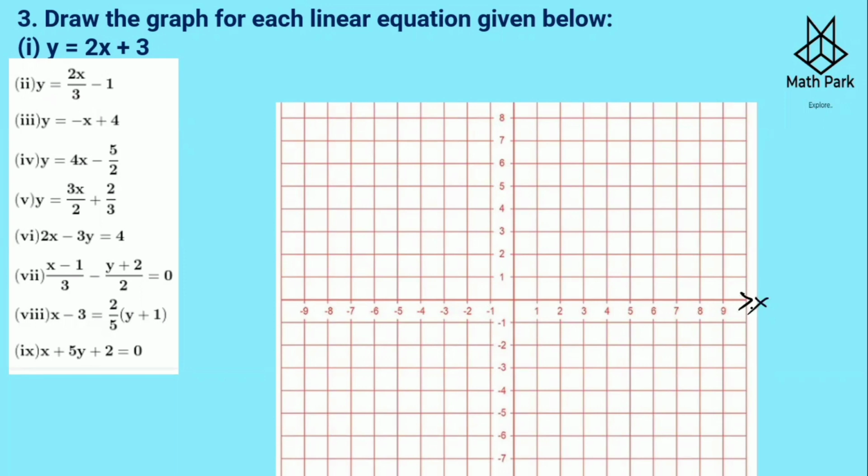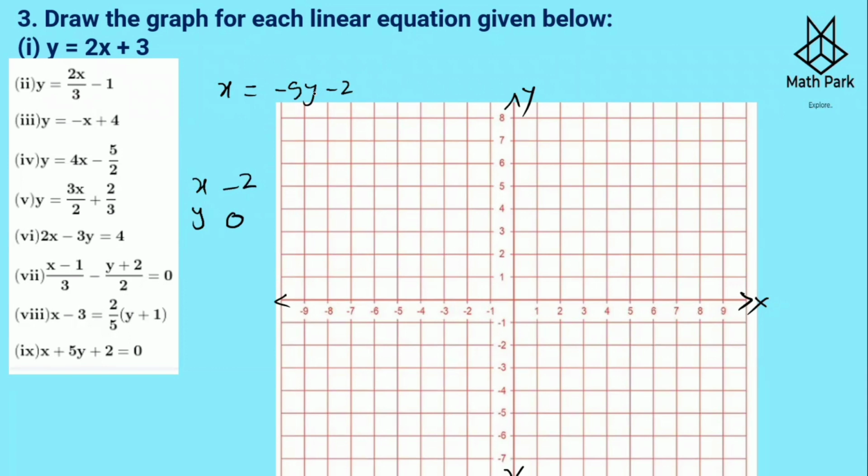The last part, this is your x-axis and this is your y-axis. And we are left with the last part of question number 3. The equation is x plus 5y plus 2 is equal to 0. So we have x is equal to minus 5y minus 2. Let us take x and y. If you put y is equal to 0, then you get x is equal to minus 2.